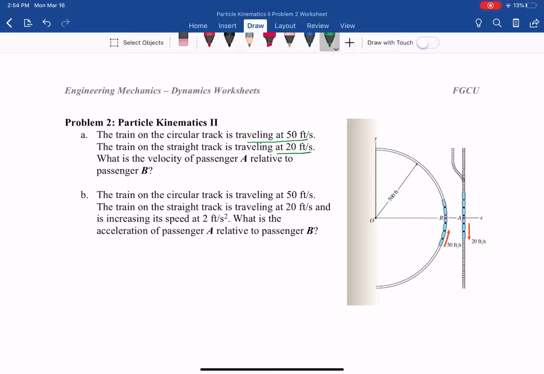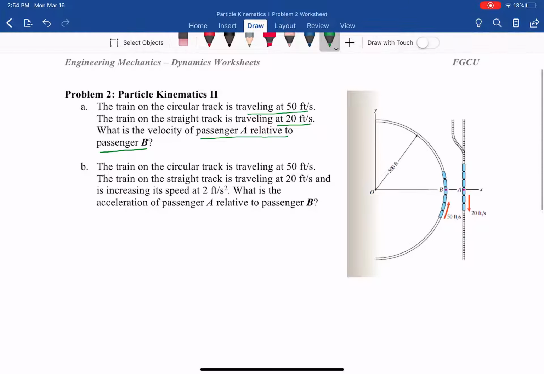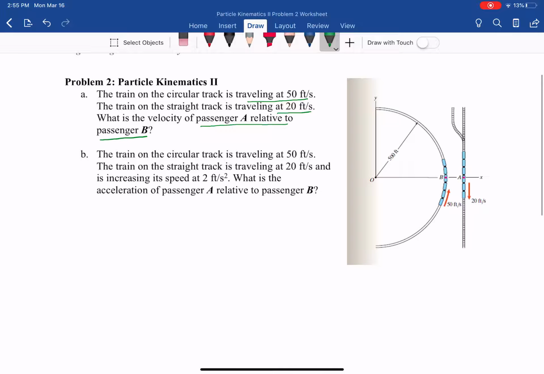portions of the problem. Part A is: what is the velocity of passenger A on the train on the straight track, and then passenger B on the circular track. So this is the relative velocity. So we can start with writing the relative velocity equation.